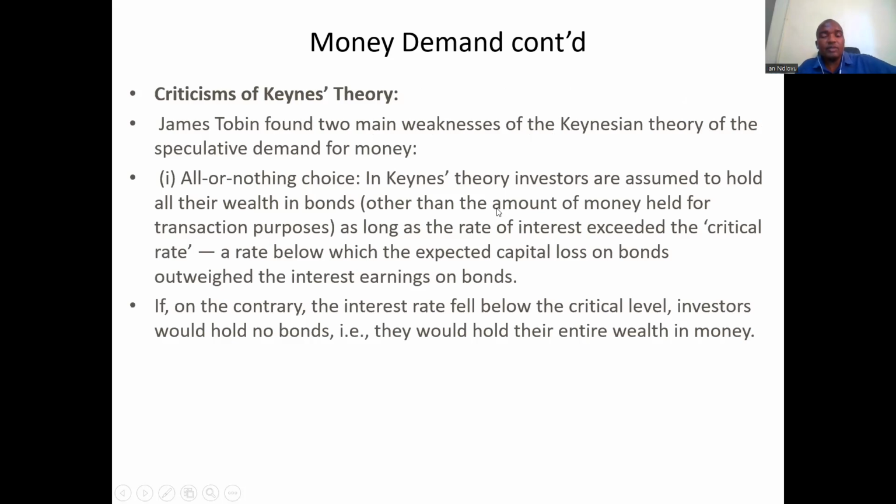So the criticisms of the Keynesian theory: there are two main criticisms. The first one is that in Keynes' theory, investors are assumed to hold all their wealth in bonds, other than the amount of money held for transaction purposes, as long as the interest rates exceed the critical rate. It's an all or nothing choice. A rate below which the expected capital loss on bonds outweighed the interest earnings on bonds. If, on the contrary, the interest rate falls below the critical level, investors would hold no bonds, i.e., they would hold their entire wealth in terms of money.